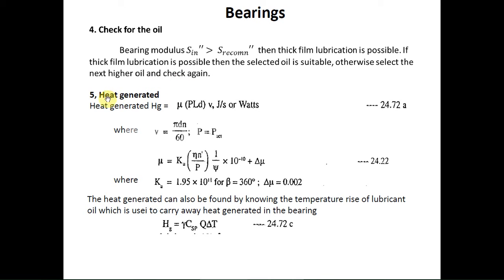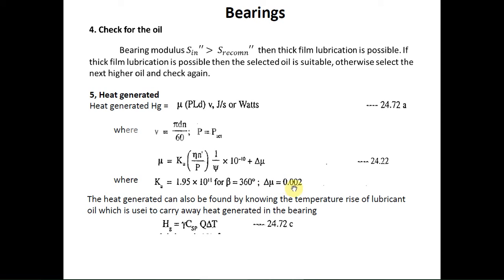The next step is heat generated. Heat generated Hg equals mu into P L D V joules per second or watts. You get this from the data book, 24.72a. Here V is pi D N upon 60, and P is the pressure. Mu is the coefficient of friction, from the equation of Mackey: K eta N dash by P into 1 by psi into 10 raised to minus 10, plus delta mu, a correction factor. K is 1.95 into 10 raised to 11 for beta 360 degrees, full journal bearing, and delta mu is the correction for leakage. It is 0.002.